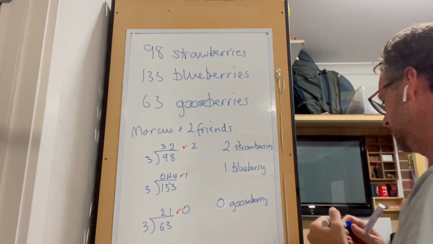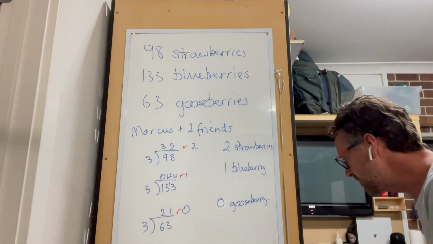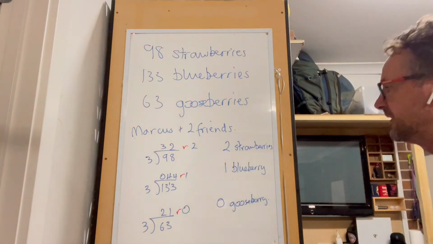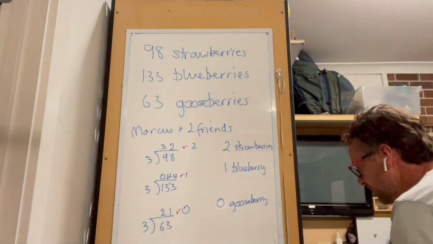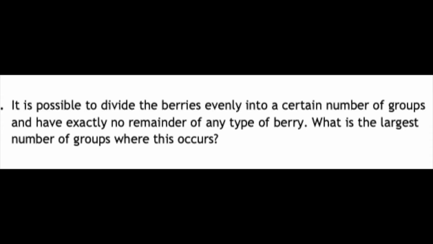Okay, so the question asks how many of each type are going to be in the remainder, and the answer is 2 strawberries, 1 blueberry, no gooseberries in the remainder that are left over. Part 2 of this question says, is it possible to divide the berries evenly into a certain number of groups and have exactly no remainder of any type of berry? What is the largest number of groups where this occurs?